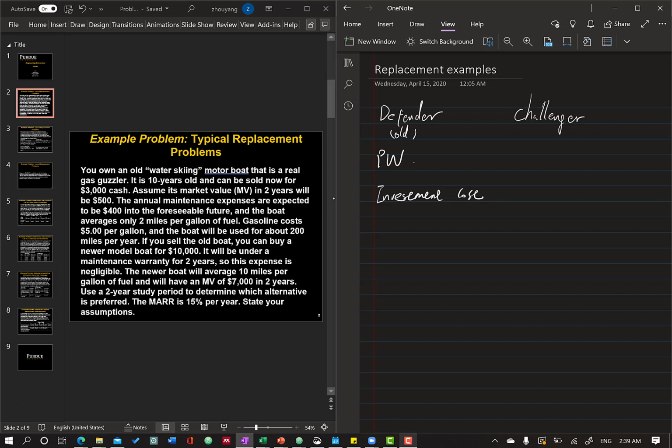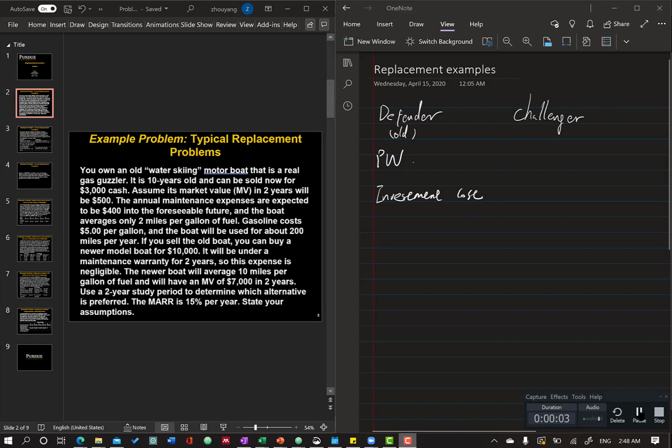But from the description of this problem, it's not obvious what the investment cost is, because we are continuing to use this old boat. However, this investment cost can be understood as a kind of opportunity cost. If we decided to keep the existing old boat, then we are giving up the opportunity to obtain its net realizable market value at that time. Then our investment cost for this Defender would be this market value, which is 3,000.